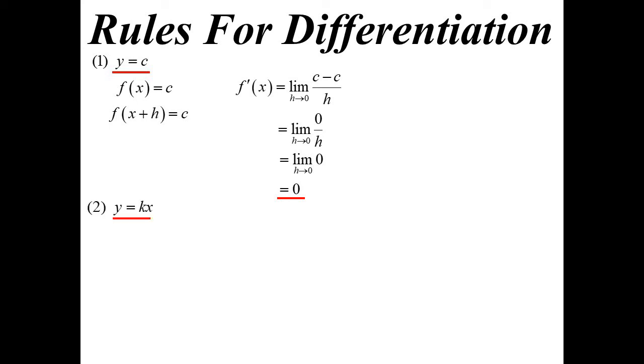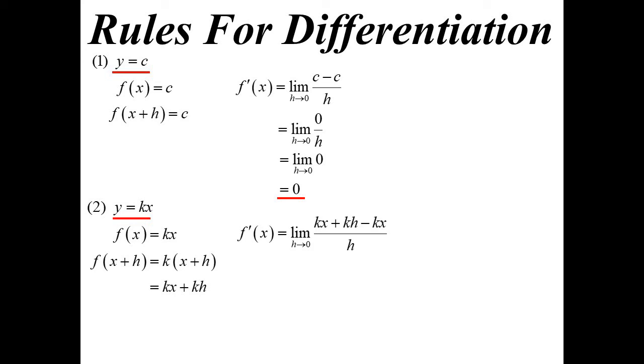Okay. Y equals some constant times x. So a linear function. Again, we already know the answer to this one, but let's prove it. Function x is kx. X plus h becomes kx plus kh. Sub it into our formula. The kx's cancel. Kh on h. So we get the limit of k as h approaches 0. Well, that's just k.